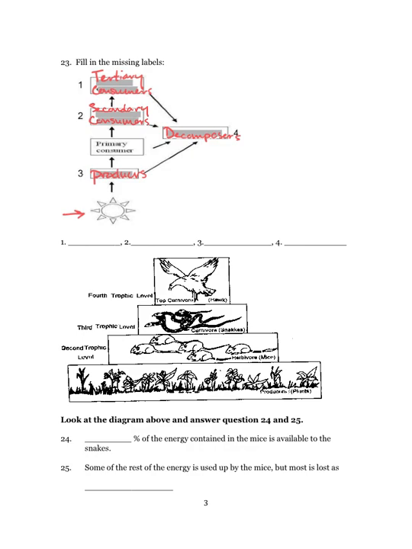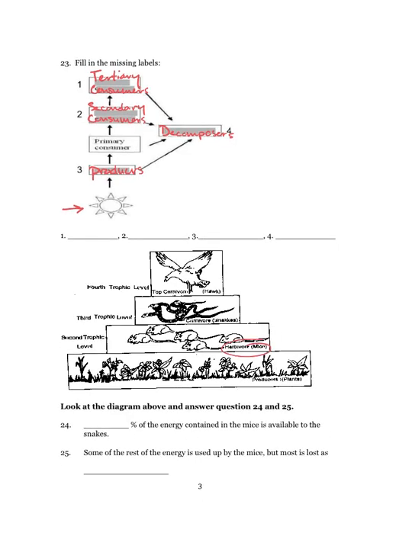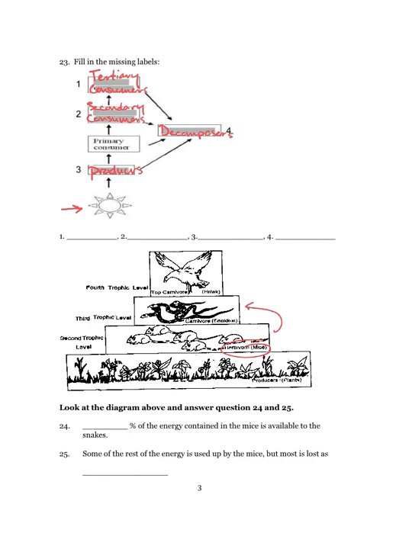Next, we're going to do some interpretation of the trophic levels. So we're going to answer a couple questions about this trophic level pyramid. So the first question, number 24, says blank percent of the energy contained in the mice is available to the snakes. So remember that second trophic level, that's where the mice are. They're the herbivores. And then they're going to transfer energy to the snakes, and that happens when the snakes eat the mice. And the amount of energy that's typically transferred is 10%.